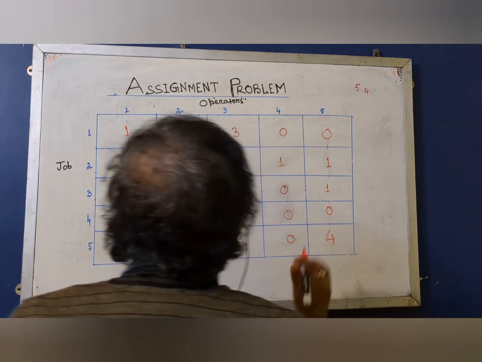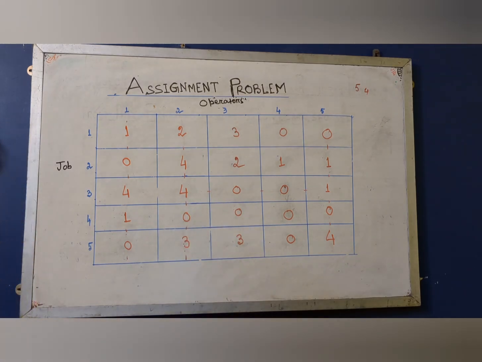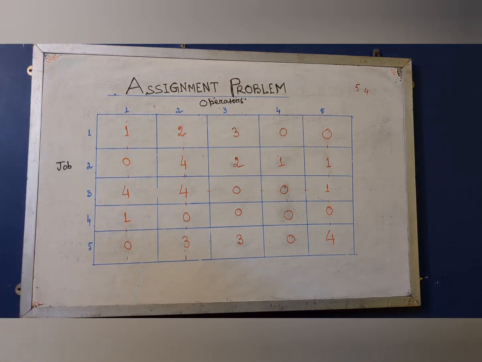In this way the revised matrix will be drawn, and again I am repeating, you will do it in a separate page or separate matrix. Again you will draw the horizontal and vertical lines so that the minimum number of lines covers all the zeros.